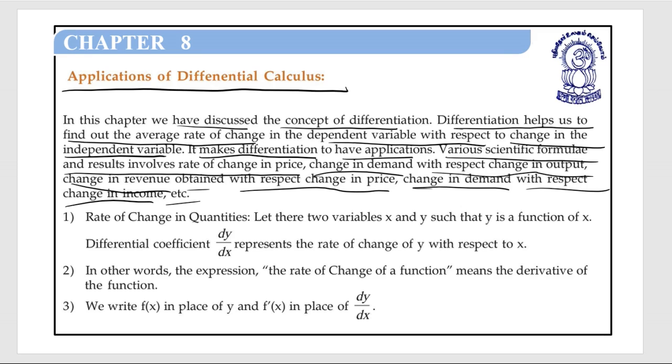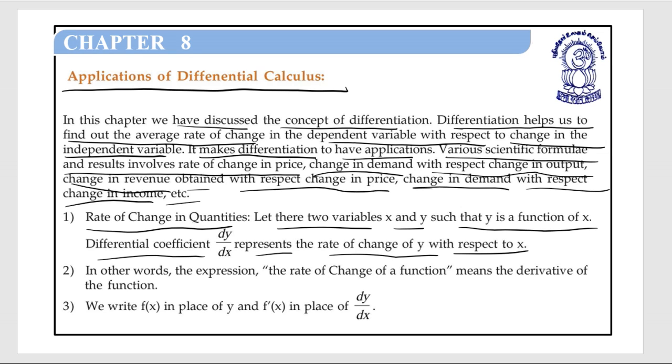Okay. So first, rate of change in quantities. Let the two variables be x and y such that y is a function of x. The differential coefficient dy/dx represents the rate of change of y with respect to x. Second, in other words, the expression 'the rate of change of a function' means the derivative of the function. Third, we write f(x) in place of y and f'(x) in place of dy/dx.